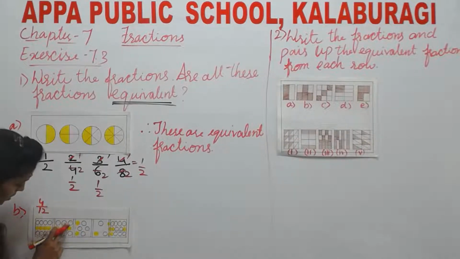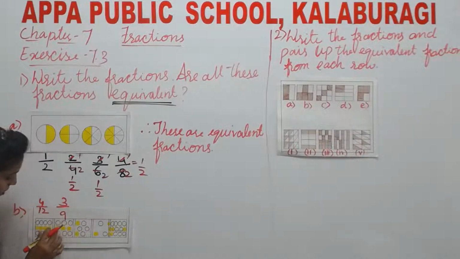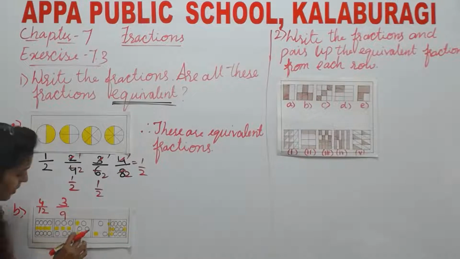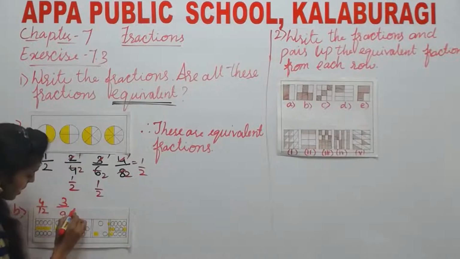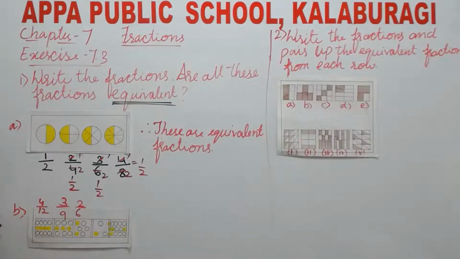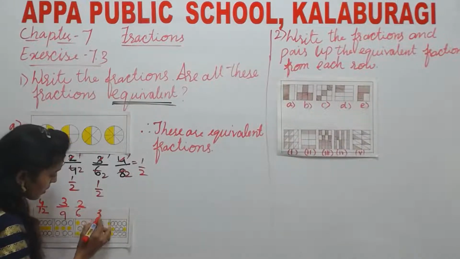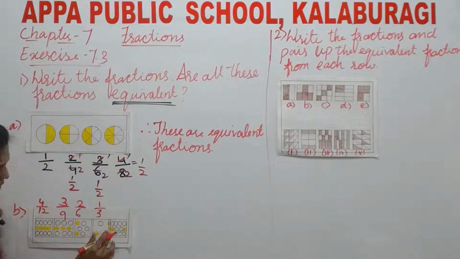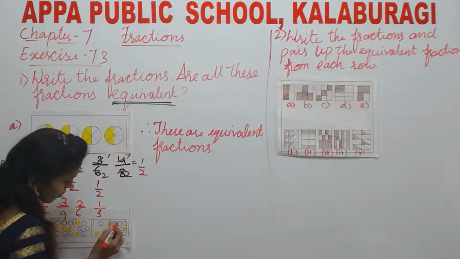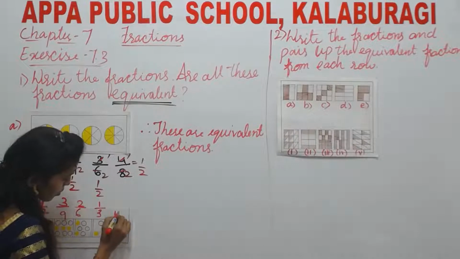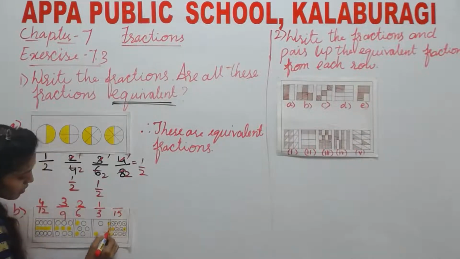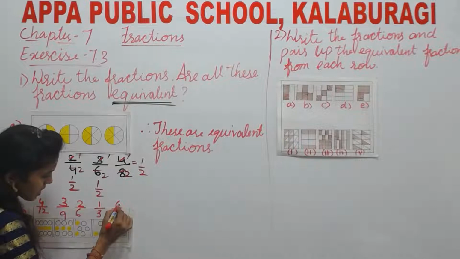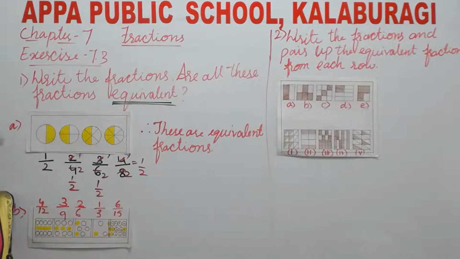Okay, and here, out of 9, 3 circles are shaded. Here, out of 6, 2 circles are shaded. Out of 3, only 1 circle is shaded. And in here, 1, 2, 3, 4, 5, 6, 7, 8, 9, 10, 11, 12, 13, 14, 15. Out of 15, 1, 2, 3, 4, 5, 6. 6 circles are shaded.